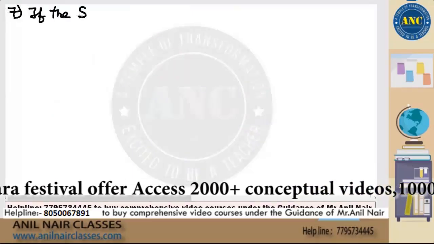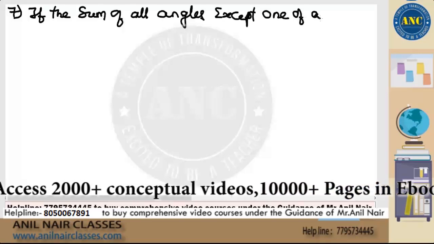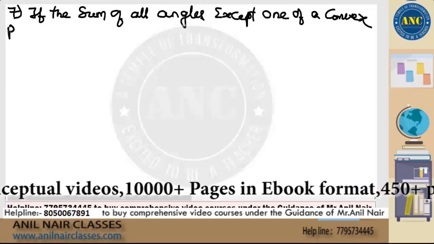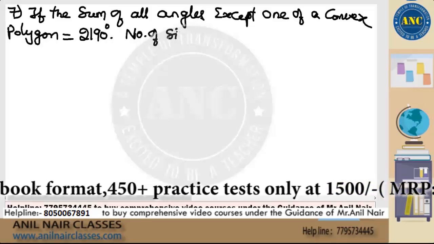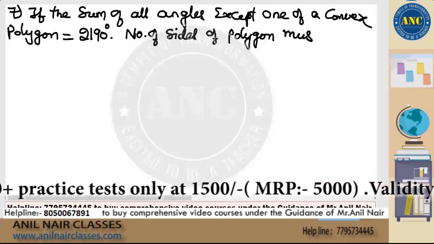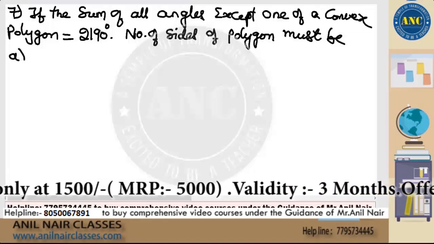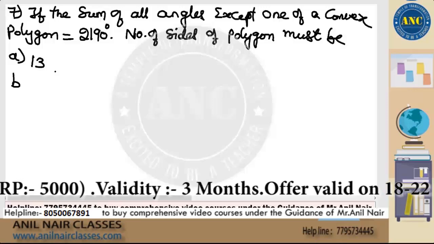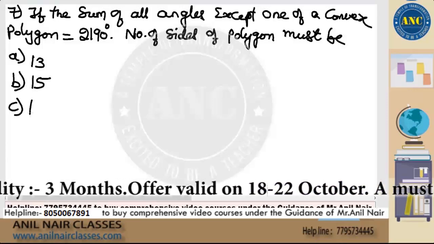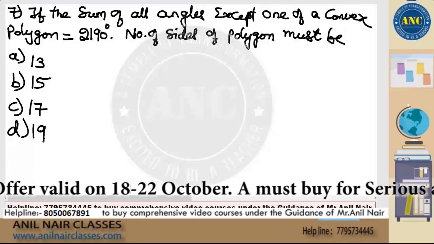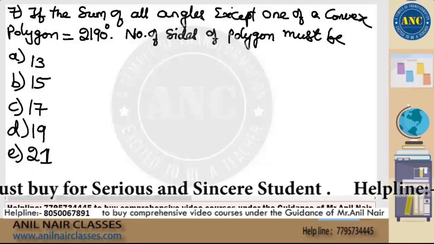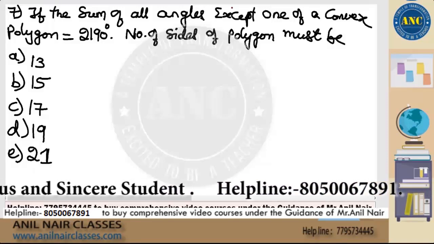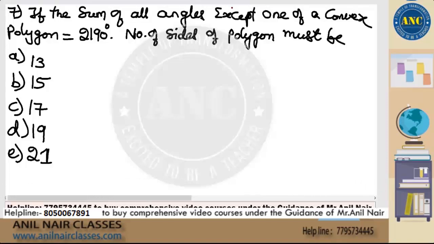Seventh one: if the sum of all angles except one of a convex polygon is 2190 degrees, the number of sides of the polygon must be. Very, very good question, sir. It is 13. Next is 15. Next will be 17. Next will be 19. Next will be 21. So 13, 15, 17, 19 and 21. If the sum of all the angles except one of a convex polygon is 2190 degrees, the number of sides of the polygon must be.